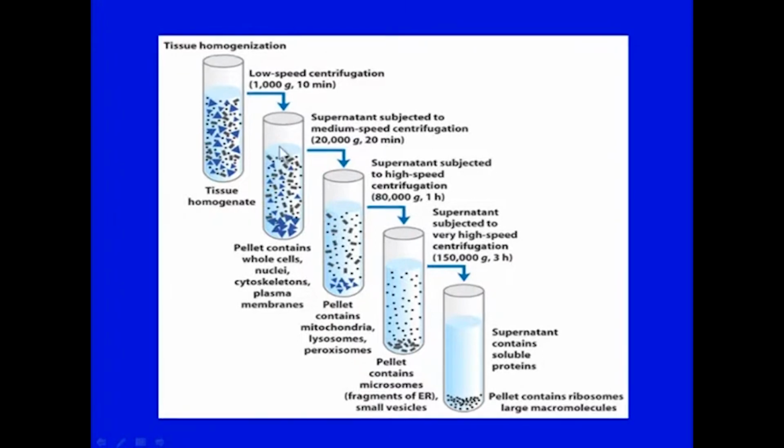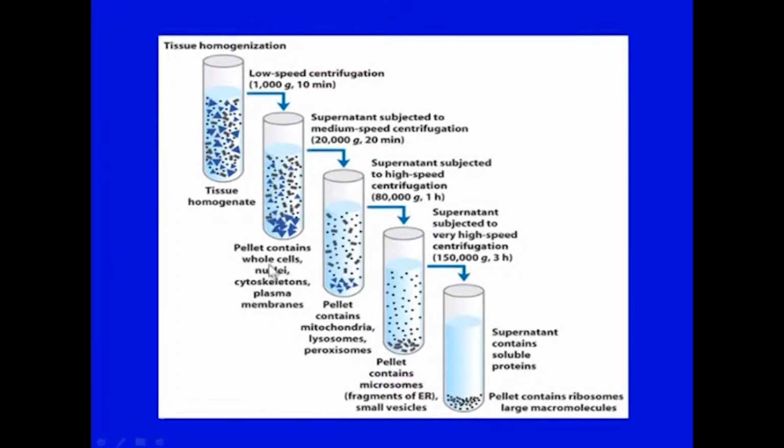What will happen once you centrifuge this for 10 minutes? The largest ones, these triangles, settle down here. So, the pellet contains whole cells, nuclei, cytoskeletons, plasma membrane and other things. Again, this pellet is not completely pure or does not constitute only the largest ones, there will be smaller ones also. So, resuspending and recentrifugation a couple of times is required.